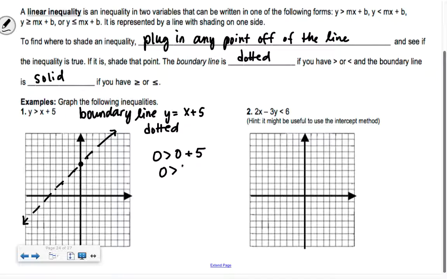All right, so 0 is greater than 5. Is that true or is it false? It is false. 0 is not bigger than 5. So we do not shade this. This cannot be part of our final solution. So we're going to shade away from that. So I shade up here.